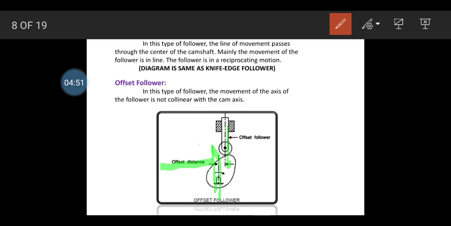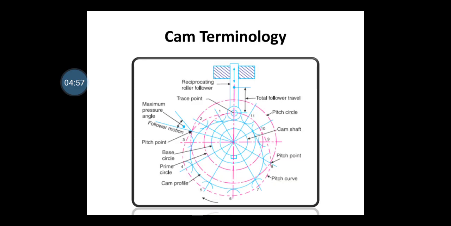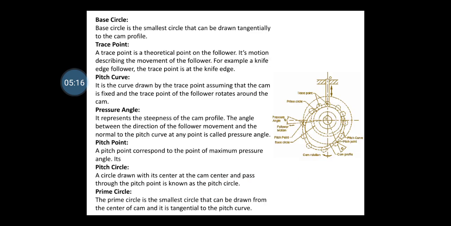So it is offset at a certain particular distance. Coming towards the next one, that is cam terminology. Before we proceed to the cam terminology, we will try to understand the figure first of all. Here this is the trace path of the follower with respect to the cam. In this there are a number of terminologies which we are going to discuss.